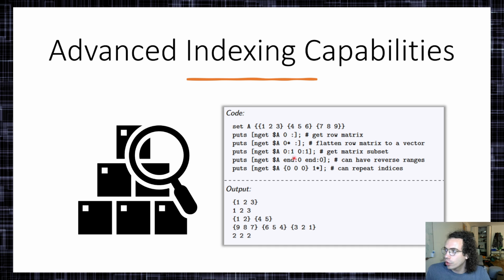You can do that. You could reverse the ranges. So here I'm reversing the rows and the columns. You can repeat indices, and then also there's this special star notation. So whenever you see an index with a star after it, it means you're flattening the array at that index. So that's the difference between this first index and the second one. The first one returns a matrix, the second one returns a vector. So this allows you to take, say, a 2-dimensional list and then get a 1-dimensional list out of it.